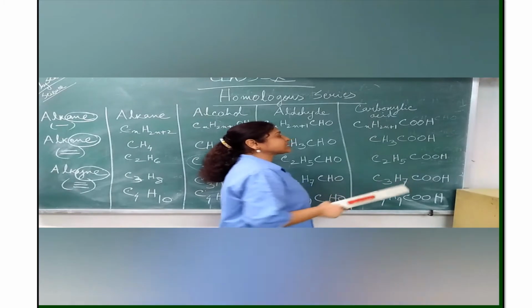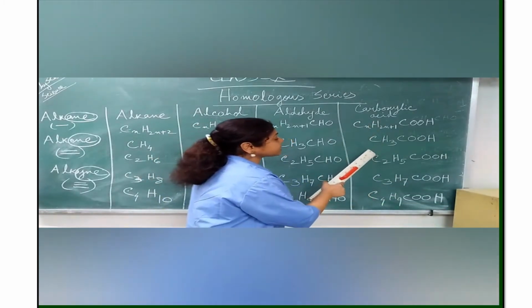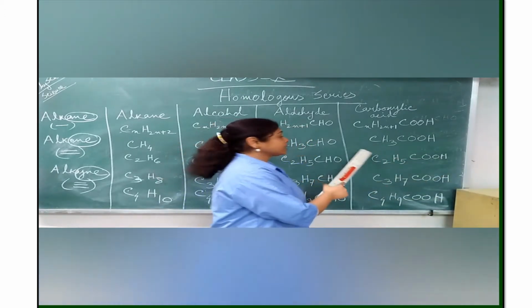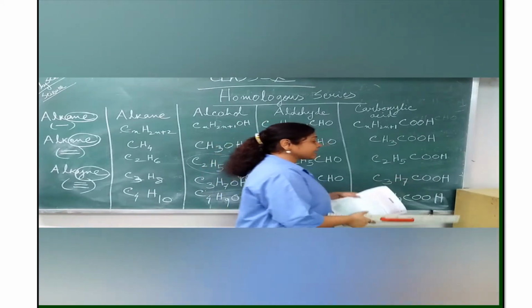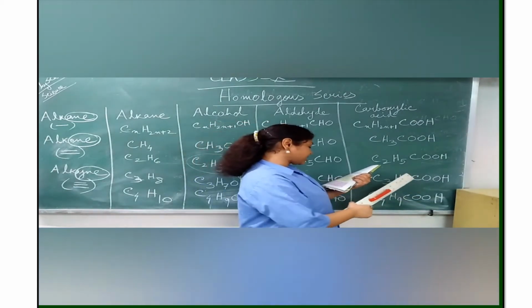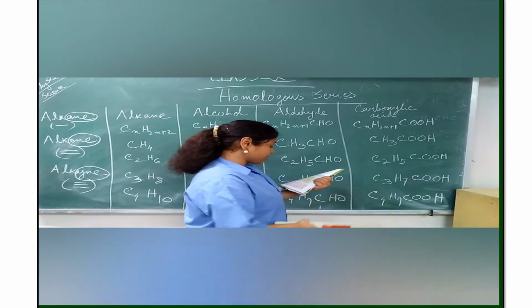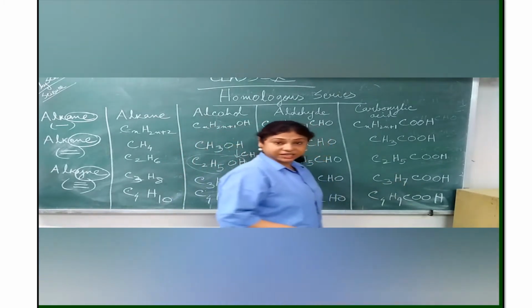Now carboxylic acid, same here. Just change the value of n. So this is acetic acid, a very well known acid to you, or vinegar. That is acetic acid. This is ethyl acetic acid, already written in your book. Then that is propionic acid, that is butyric acid. Like this it will go. That is pentaric acid, like this.